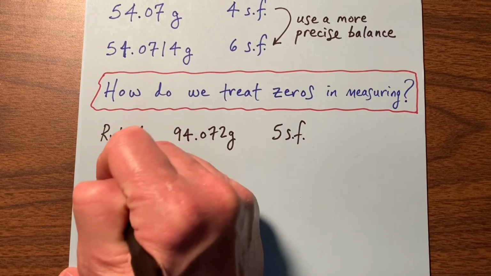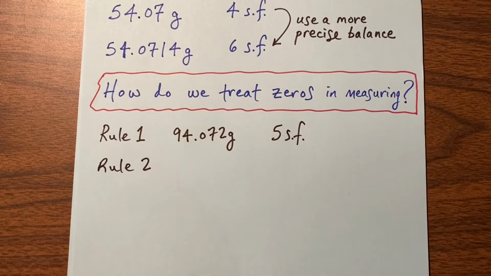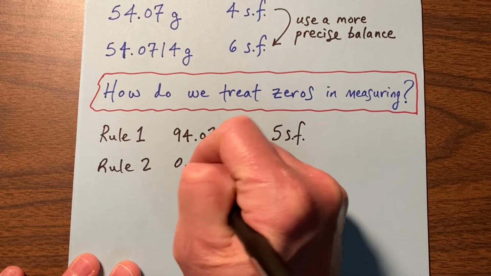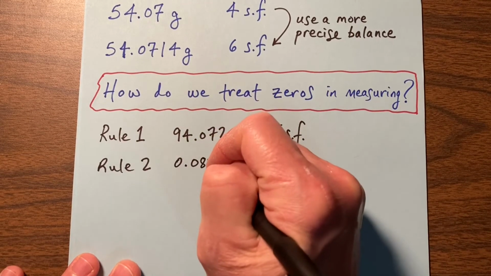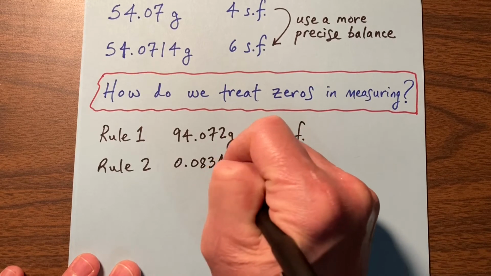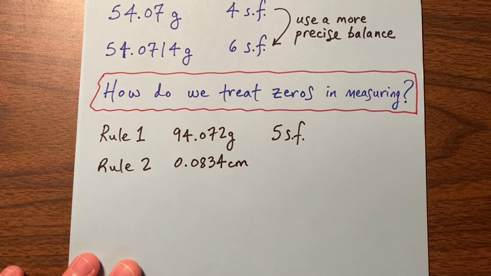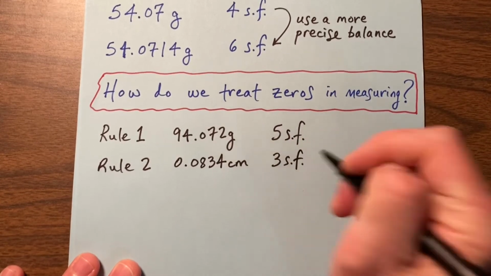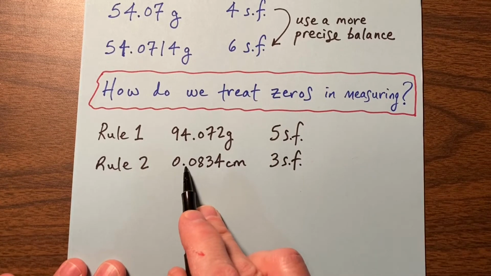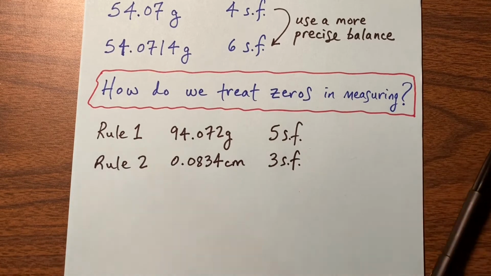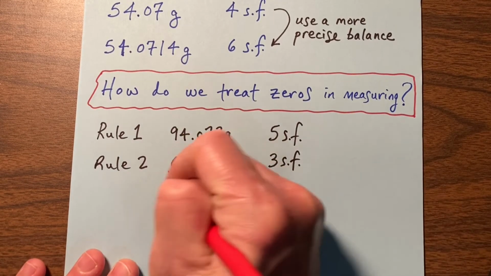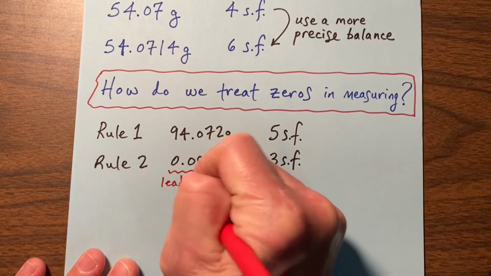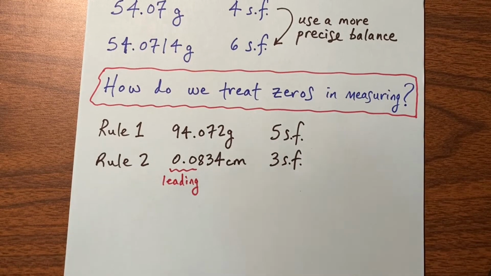Rule number 2 is zeros at the beginning of a number are not significant. They only act as a placeholder. So for instance, if you put something on an analytical balance or measured something with a very precise ruler, and let's say it was really small like that, 0.0834 centimeters, that would only have 3 significant figures. The zeros don't count. I sometimes call them leading zeros. You would call these leading zeros. They don't count. So that would only have 3 sig figs.